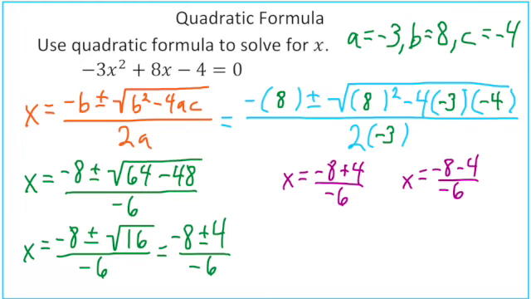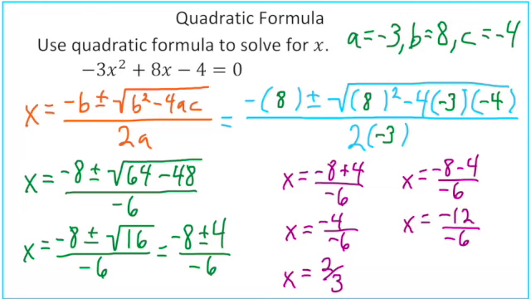And now we'll go ahead and just simplify. On the left, we end up with negative 4 over negative 6. We can get rid of the negatives there, and we can simplify our fraction to 2/3. On the right side, we end up with negative 12 divided by negative 6, which is positive 2.